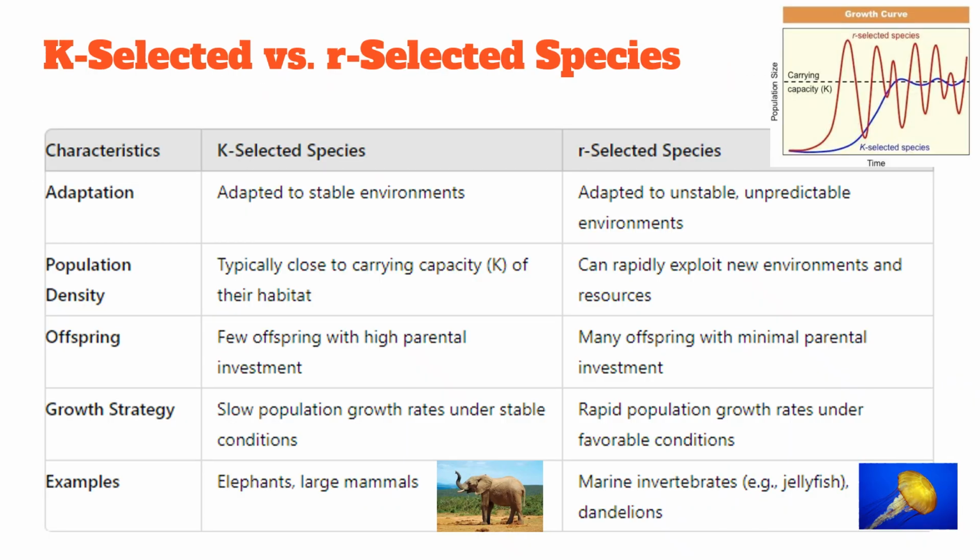Ecologists categorize species by their reproductive strategies. R-selected species, like insects, produce many offspring with little parental care, thriving in unpredictable environments. K-selected species, like elephants, produce fewer offspring but invest heavily in their survival, thriving near carrying capacity. These strategies reflect adaptations to different ecological conditions.